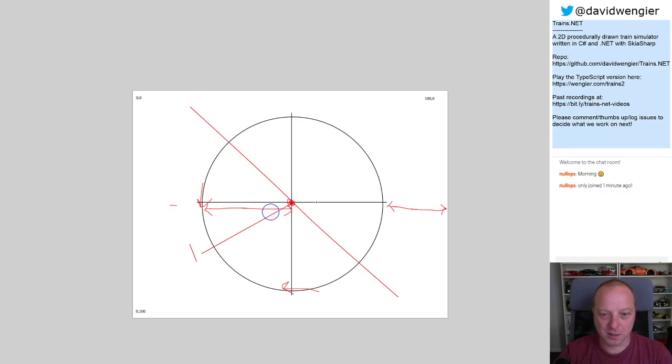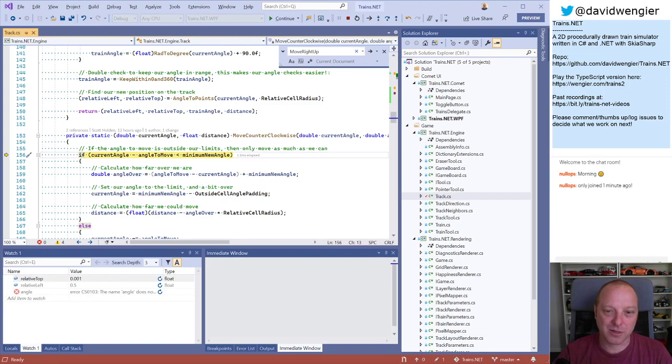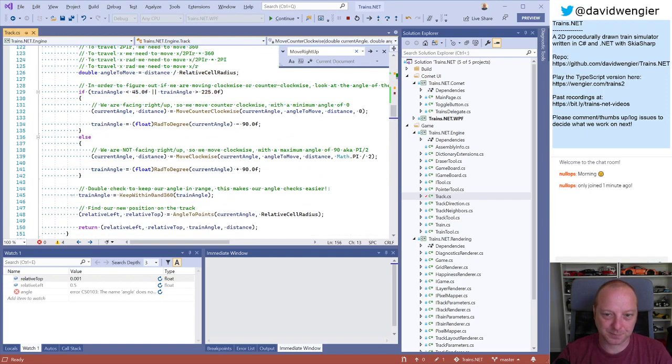Plus it's not centered. So this angle, bear with me. I'm erasing. So this angle, the blue line here, is our other angle. So we have our angle here, which is the angle of the train, which is starting at 90. Then we have our blue angle, which is currently at just under 180, which makes sense. So the minimum angle is actually 90, because we're going down to here. It's not the minimum angle for the train.